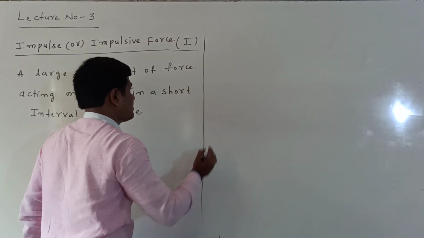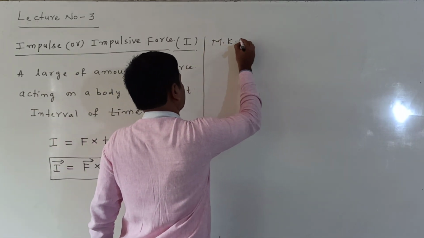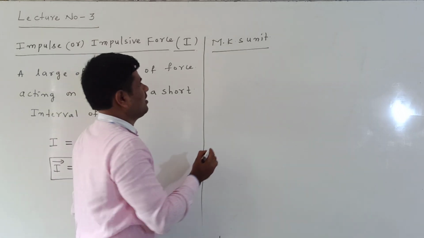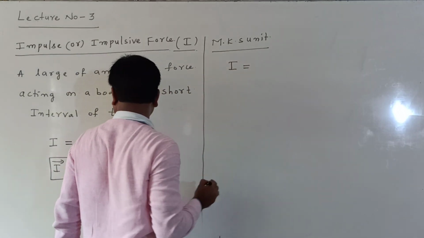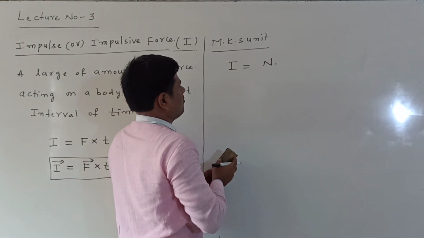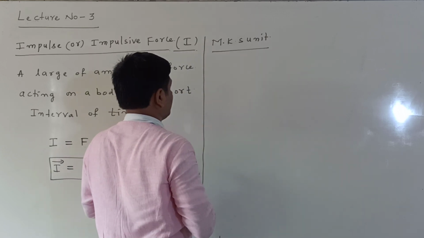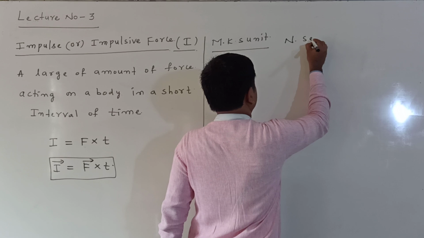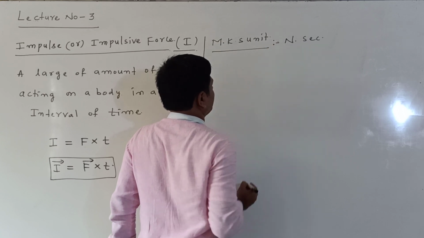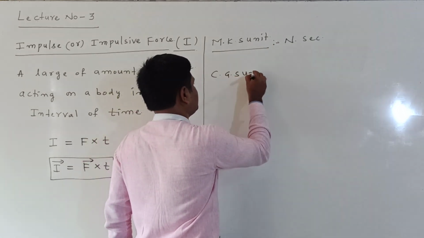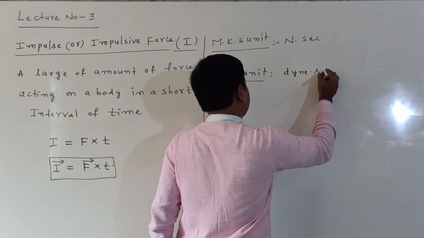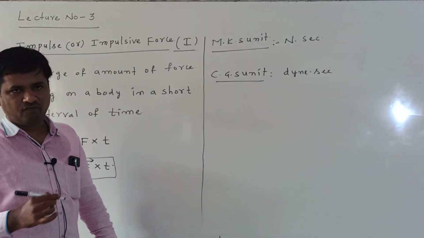Next, what are the units? What is the MKS unit? It can be written as I equal to force into time. The force unit is the Newton, and time is the second. So the MKS unit is Newton into second. Next we write the CGS unit. In the place of the Newton, it is dyne into second. These are the units of impulse.